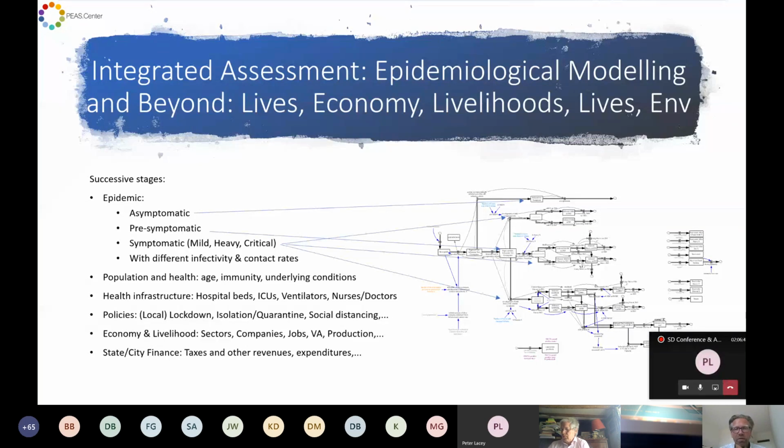So apart from the infectious models, as Mark also showed, I would also be modeling health infrastructure: hospital beds, ICUs, ventilators, nurses and doctors, and also the potential for it to go up or down, really following what is happening in a country or in a particular region. And then there are tons of potential policies in these models, like lockdown, but also isolation, quarantine, social distancing, contact tracing.